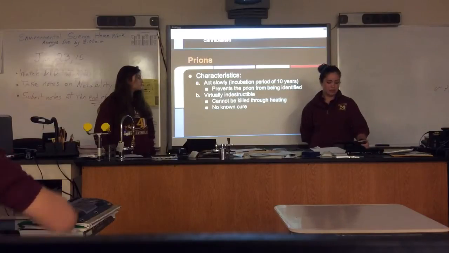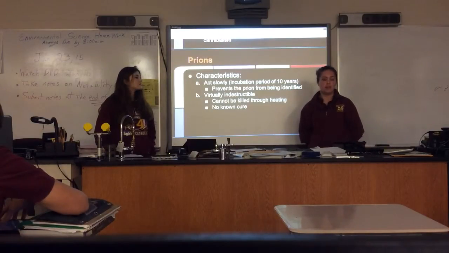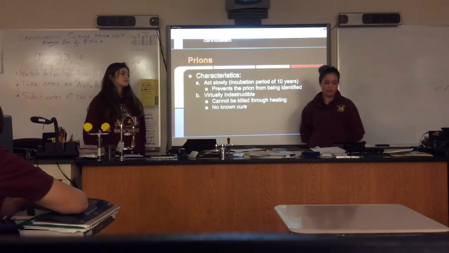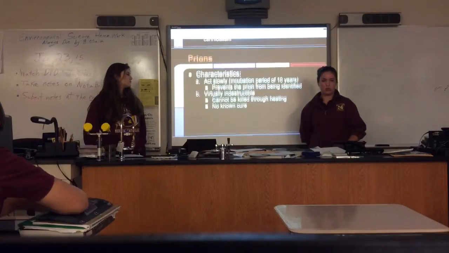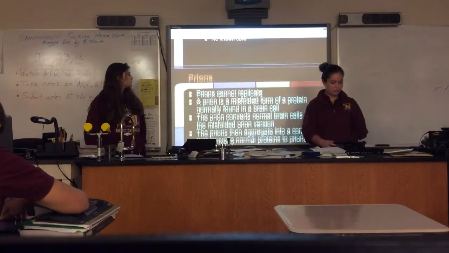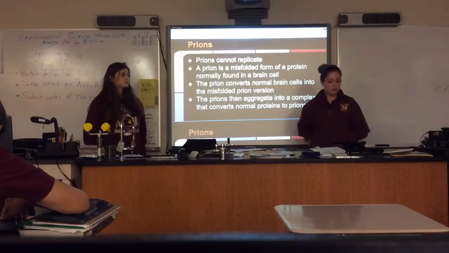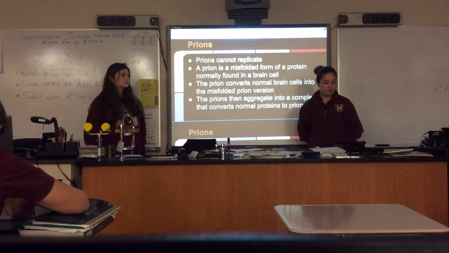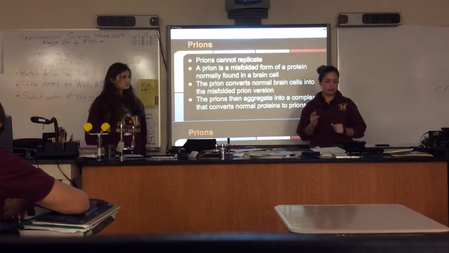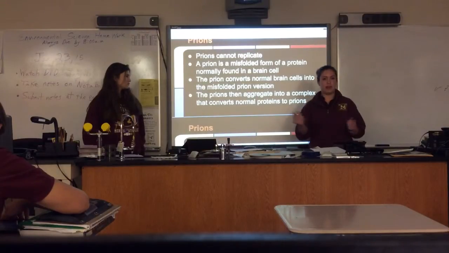Okay, so prions act slowly. They have an incubation period of 10 years, so a person could be infected with a prion and not know it until 10, 15 years later. It's virtually indestructible. There's no known cure, and it cannot be killed through excessive heating or anything. Once a prion gets into the human or the animal, it replicates. A prion is a misfolded form of a protein normally found in a brain cell. Once it gets in the brain and infects a brain cell, it keeps converting until they aggregate and form a prion complex.